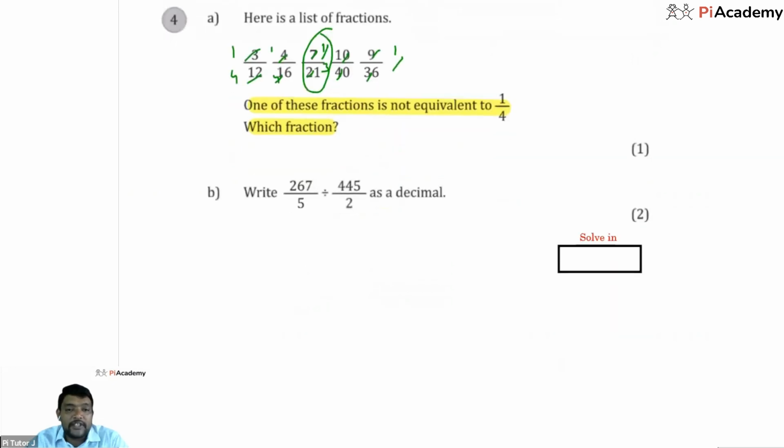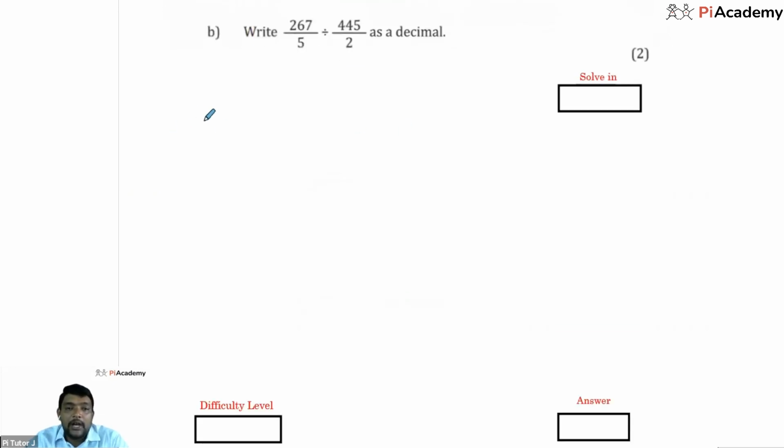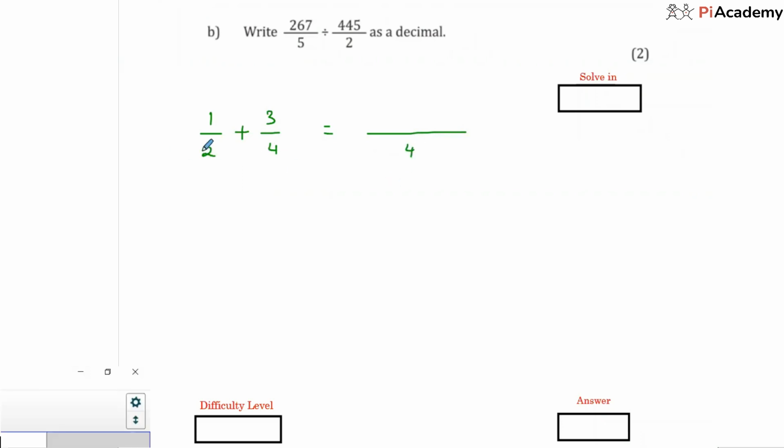Now, before we go further, for those who don't know, how do we add and subtract fractions? Just a recap. For example, we have 1 over 2 plus 3 over 4. You need to make the denominators the same, a common denominator. You find the LCM of the denominators, which is 4 in this case. So 2 plus 3 is 5 over 4.